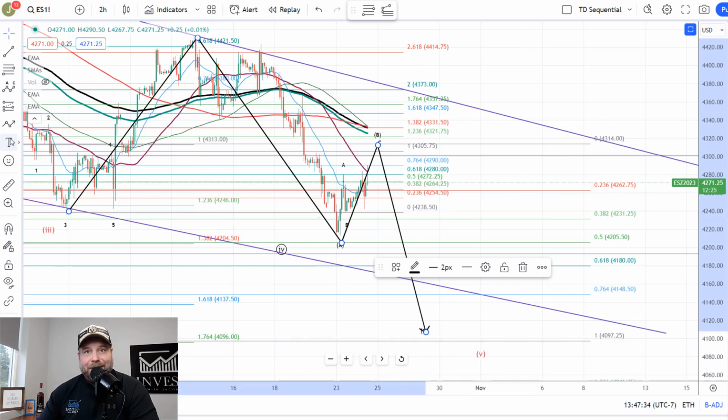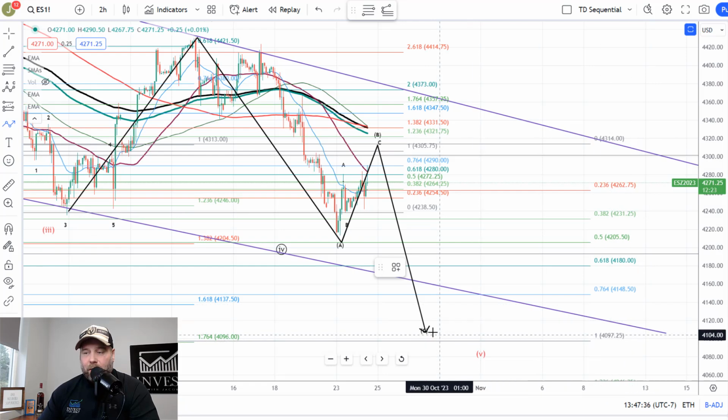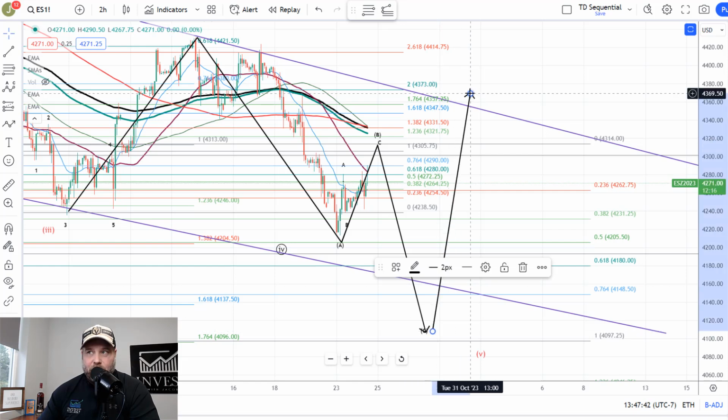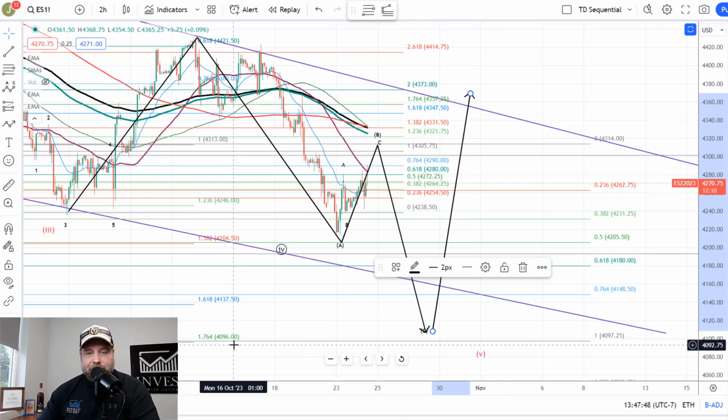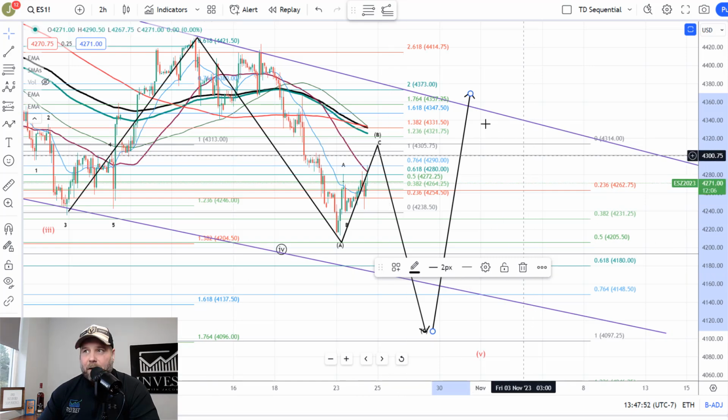Now remember, after diagonals complete, we do see strong rallies and/or sell-offs depending on which way we're going. In this case, it would be a rally. You see counter moves that are very strong after diagonals, and I would suspect we see one here toward the 4,400 region. So once we get down into this 40.96 area, we should be looking for a pretty strong reversal back up toward the 4,400 area.